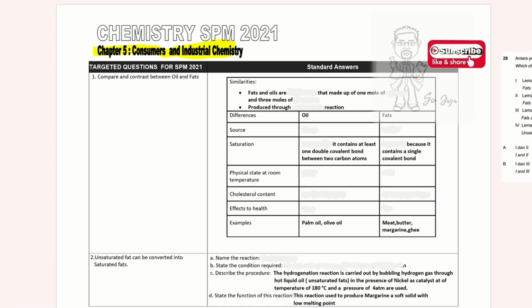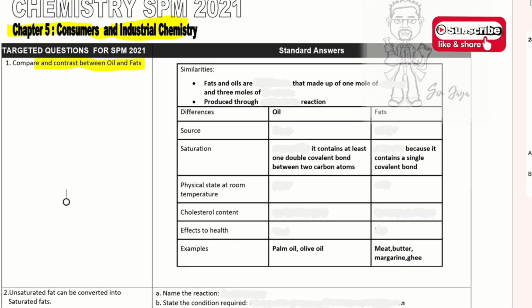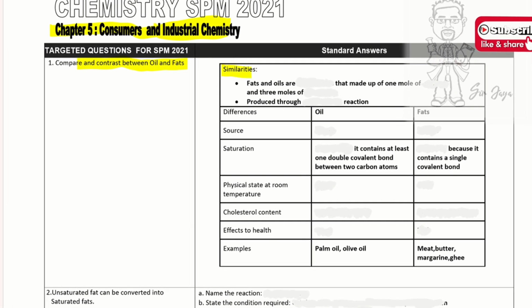Okay, look at the first question. Compare and contrast between oil and fat. Please remember, when you compare and contrast, students must give similarity and also differences. Fats and oils are triglycerides made up of 1 mole of glycerol and 3 moles of fatty acid. And these fats and oils are made through the esterification process. Please remember, through the esterification process. And please remember, oils and fats belong to the ester homologous series.